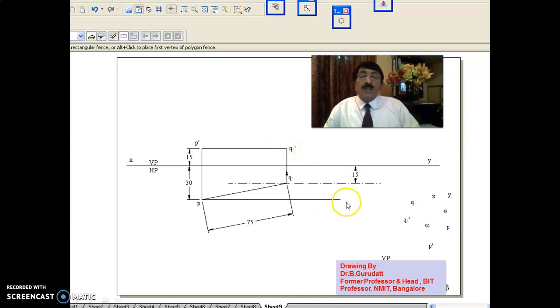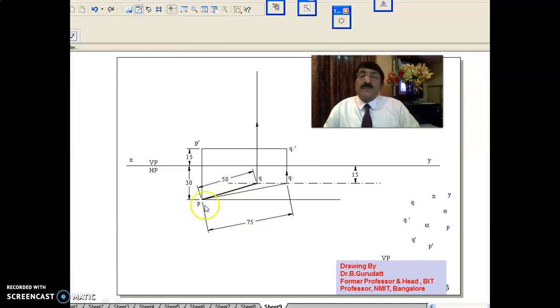How many parameters have I already got? 15 mm, that is the locus in the top view. This is one parameter. The true length is another parameter. Two parameters. They give one more parameter; out of several possible parameters, I'll give only one. Let us say I have given the top view here. That means the top view is 50 mm. Since the locus is already known, with P as center and 50 mm as the radius, cut on the locus. You get the top view.